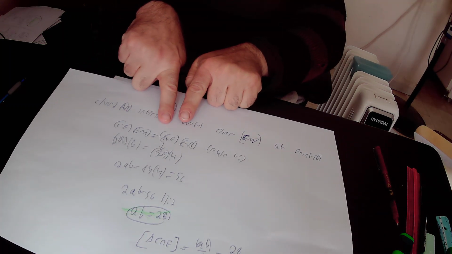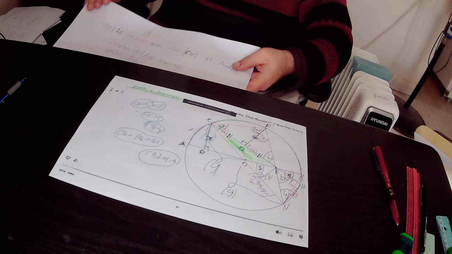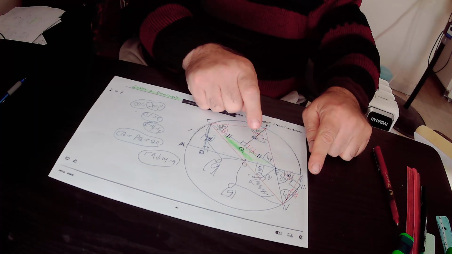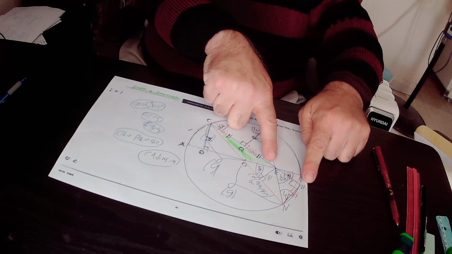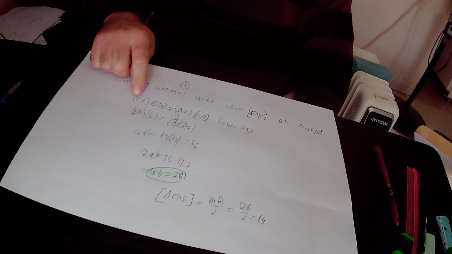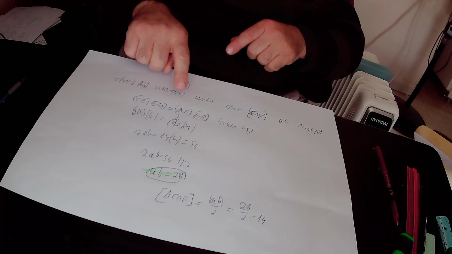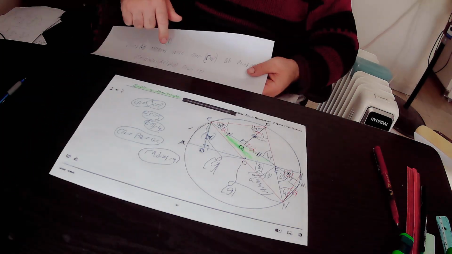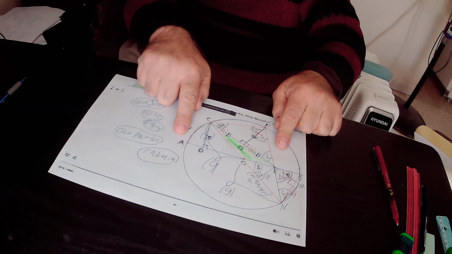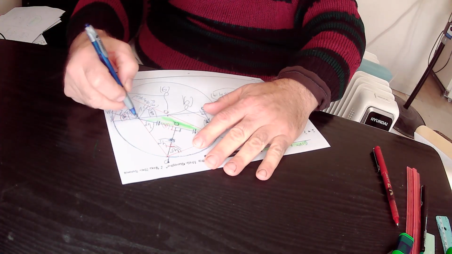CE times EM equals AE times EB. CE equals A plus A, that is 2A, and EM equals B according to our definition. So in total, this is the equation: 2AB equals AE times EB. AE equals 9 plus 5, that is 14, and EB equals 4 units according to what is given in the question.